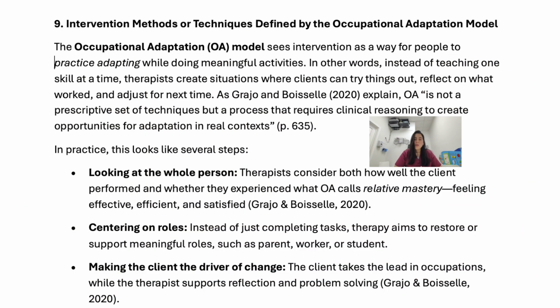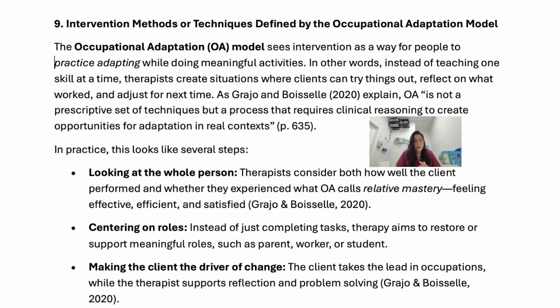Thanks, Tyra. The Occupational Adaptation Model is different from other approaches because it doesn't just teach one skill at a time. Instead, it creates real-life situations where clients can try things, reflect on what worked, and then adjust for the next time. In other words, therapy is about practicing adaptation while doing meaningful activities.